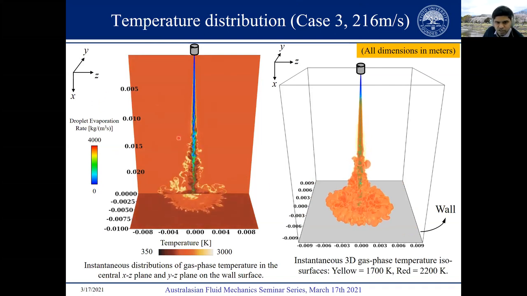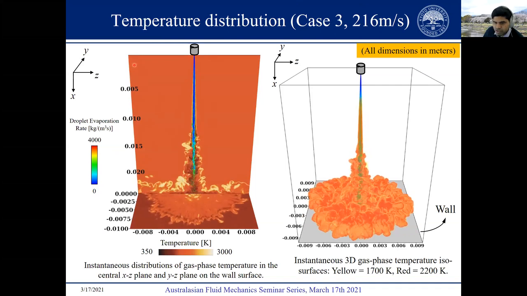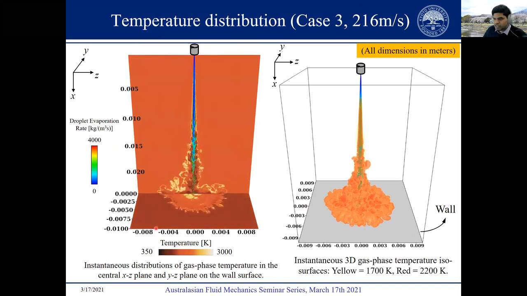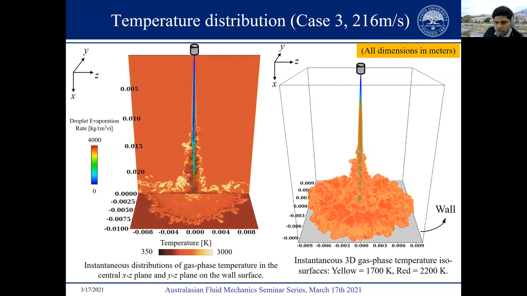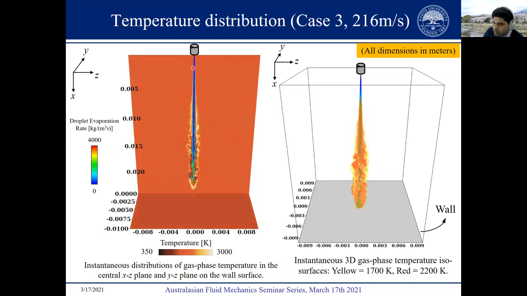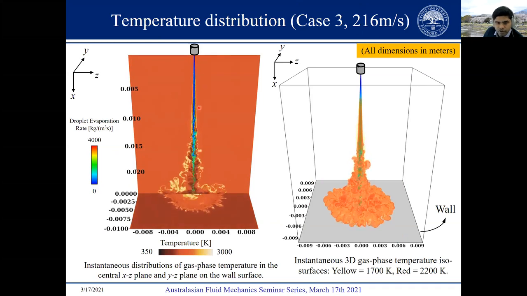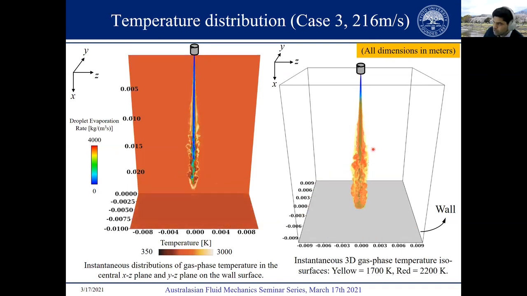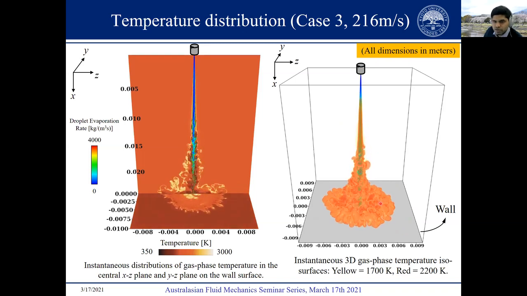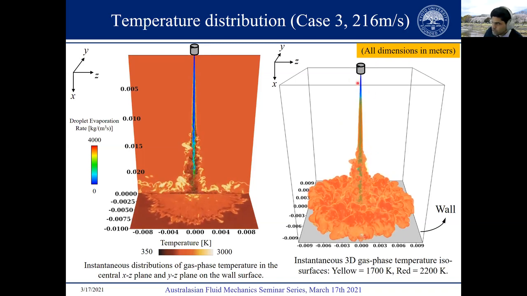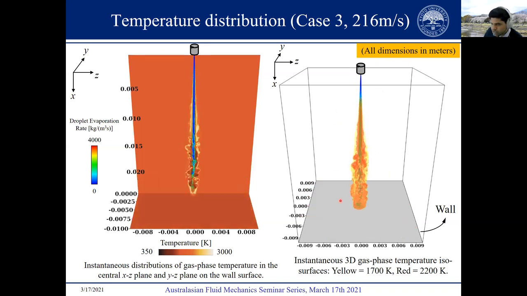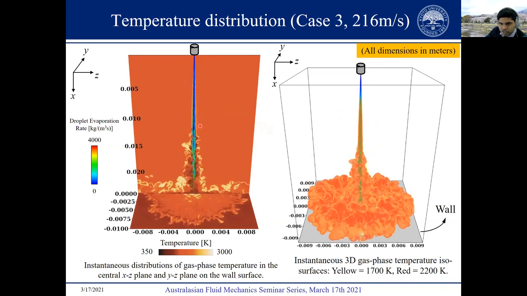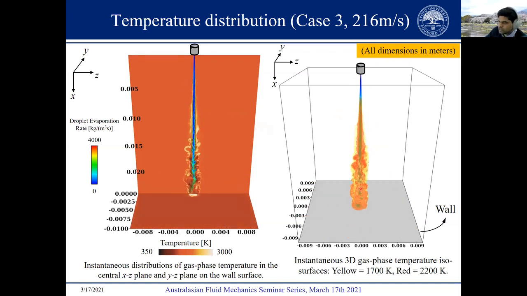So the left animation depicts the instantaneous distributions of gas phase temperature in the central XZ plane and the YZ plane. That is, this is the gas phase temperature distribution on the wall surface. And the fuel droplets that you see getting injected from the top are colored by their respective evaporation rate. The right animation is also showing those fuel droplets being injected, but here we are showing the instantaneous 3D isosurfaces of the gas phase temperature. You can see from these animations that once the fuel is injected, evaporation occurs followed by ignition of the evaporated fuel, and then combustion, and then subsequently the flame impinges on the wall surface that is over here.